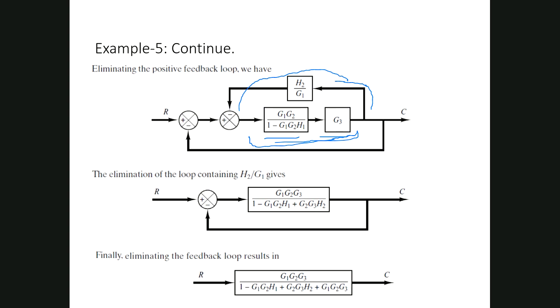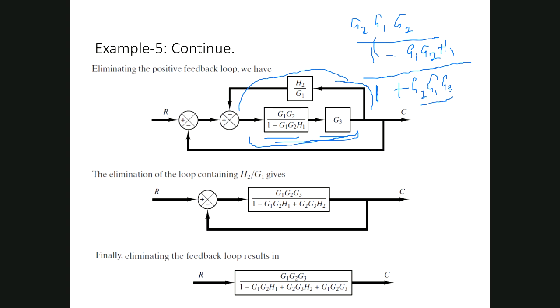Like in this example, remember we'll have G3 times G1 G2 over 1 minus G1 G2 H1, over 1 plus this whole thing in G2 G1 G3 over 1 minus G1 G2 H1 times H2 over G1.